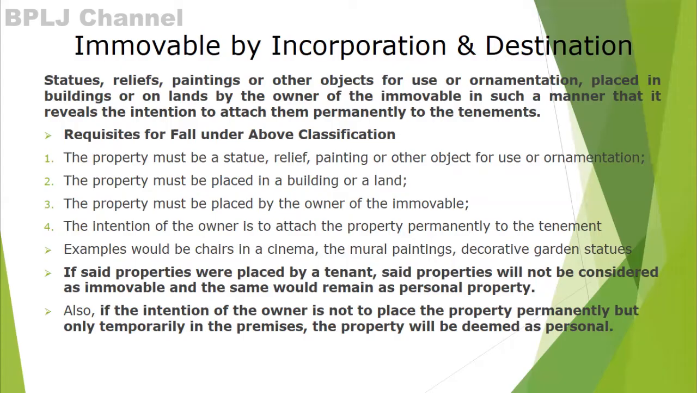Example of which is a painting. If a painting was placed by the owner of the building, but only temporarily, only for the purpose of, for example, a certain occasion which requires the placement of the painting on the wall, okay, and then after the occasion, that painting will be removed and will be returned to its original place. Then that painting cannot be considered as an immovable under this particular provision.